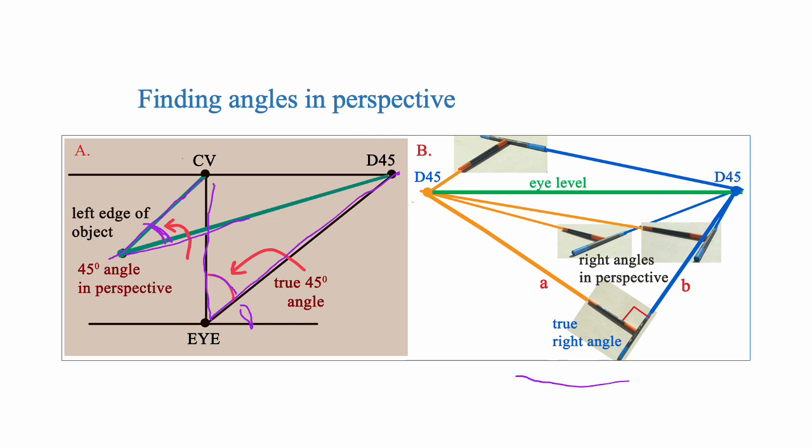In a similar fashion here, I made a true right angle with the blue and orange pens at the bottom of this diagram, and the eye would be about right here. This gave me two D45s because this is a 45-degree angle, so this is one D45, and this is the other D45. I'm not using the center of vision, which would be vertically above the eye right here. Then I took pictures of the pens forming various angles, and the pens always pointed to the two D45s, meaning that they are true right angles in perspective, as is this one.